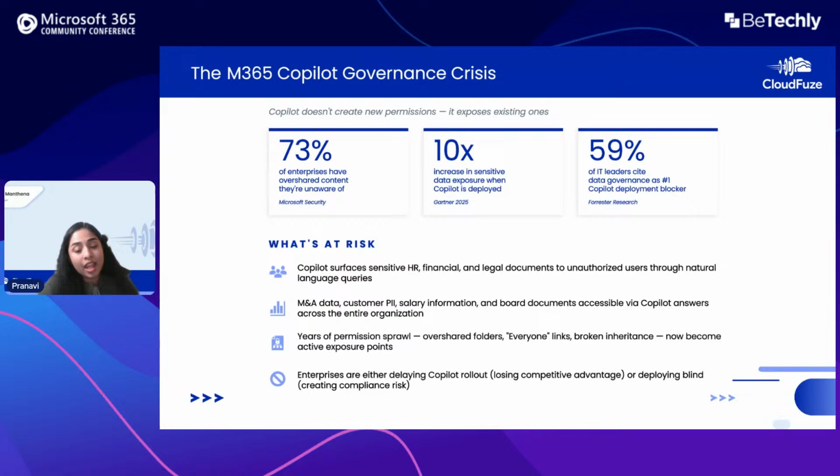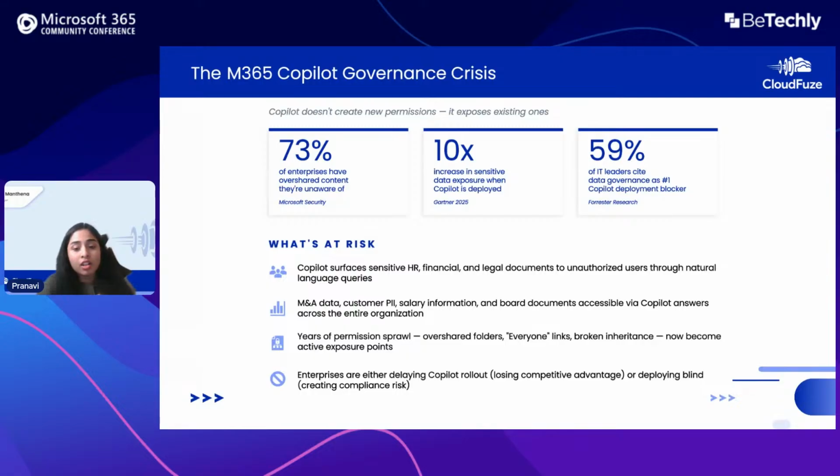Copilot can surface sensitive HR documents, your financial records, legal files, right, through a simple natural language query. And most of your data, your M&A data, your salary information, customer PII, things that were quietly sitting in overshared folders for years, suddenly become findable by anybody in the organization with a Copilot license.